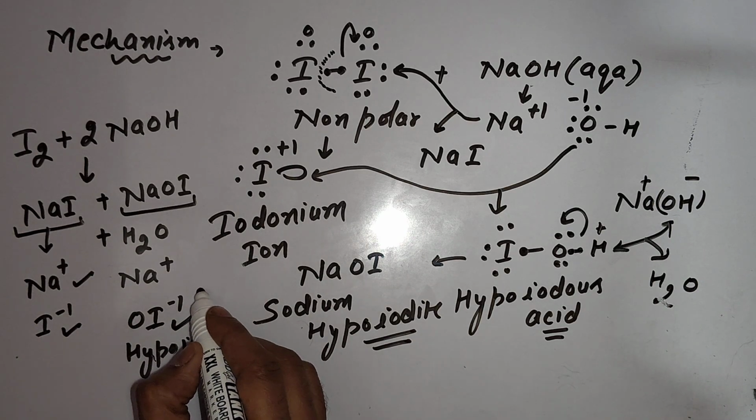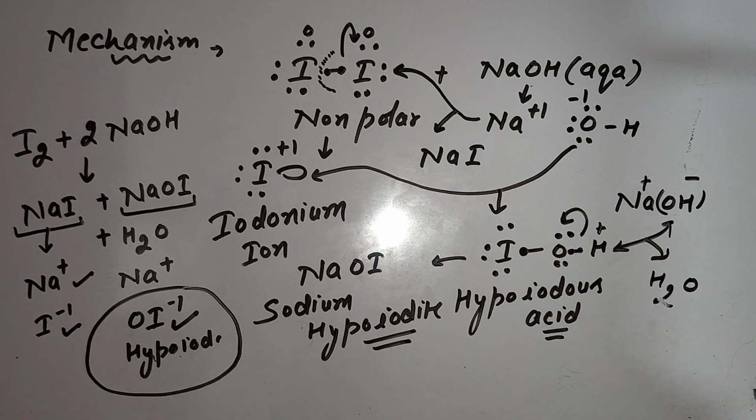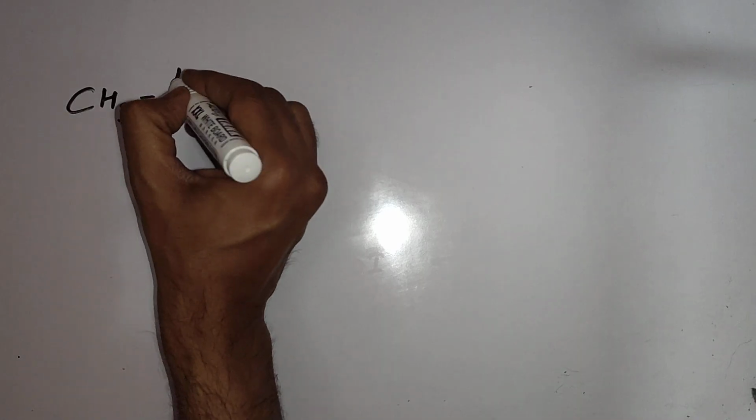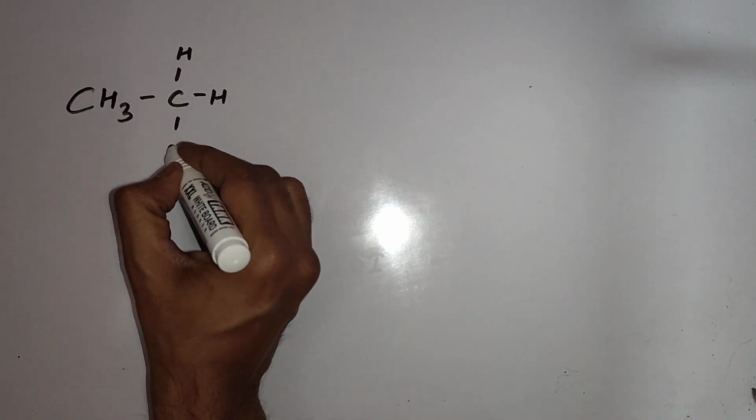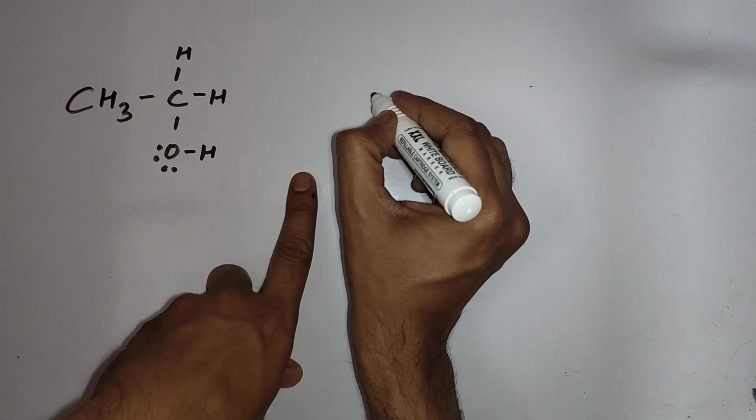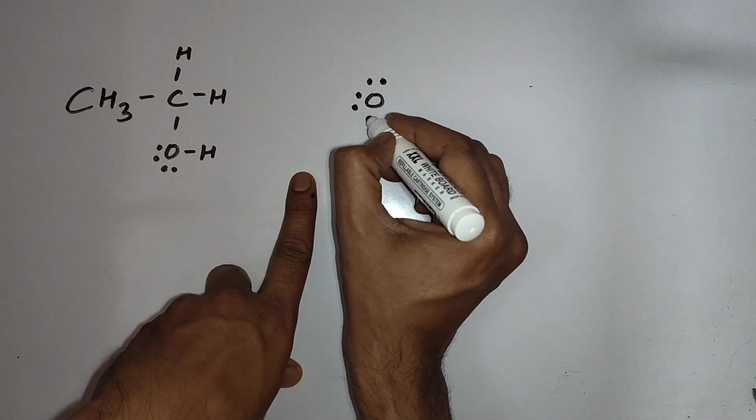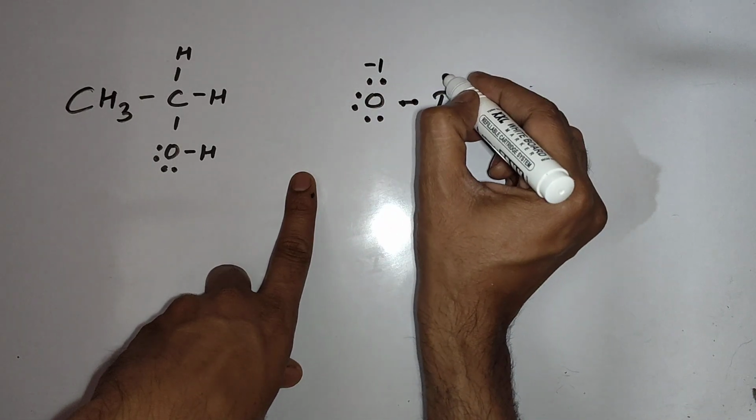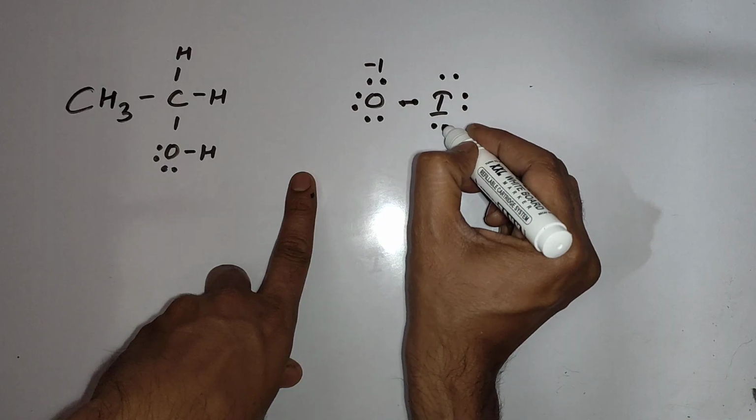From here, the role of the hypoiodide particle will start. Let's take ethanol, on which we are going to perform this test. This is the ethanol molecule. Now here we have a role for the hypoiodide ion, which was generated in the initial steps.